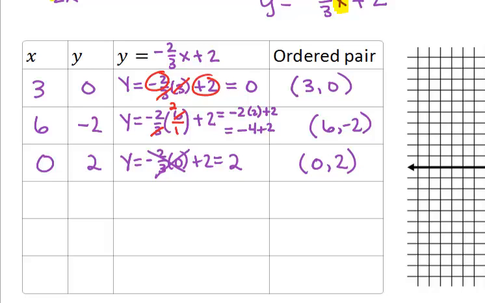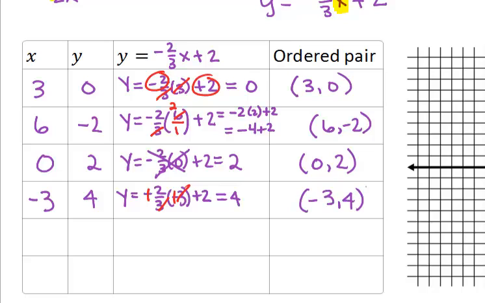Now let's pick a couple of negative ones. I'm again sticking with the multiples of 3, so I don't have to deal with any fractions. So negative 3 gives me y equals negative 2/3 times negative 3 plus 2. So my 3's cancel, my negatives cancel, and that leaves me with 2 plus 2, which gives me 4. So that gives me my ordered pair of negative 3, 4.